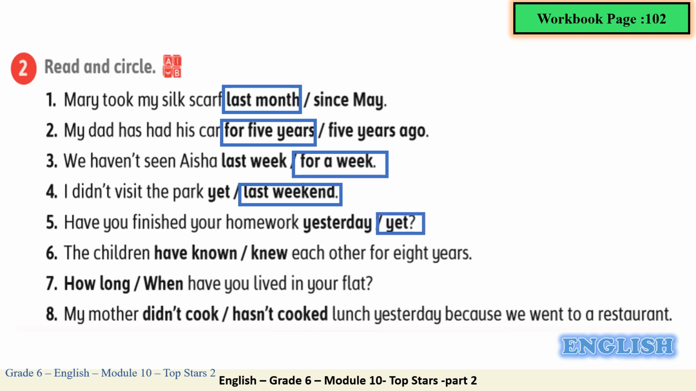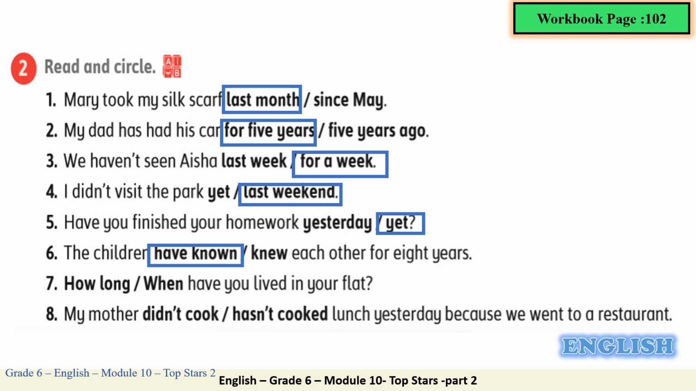Very good. Number 6, the children have known or knew each other for 8 years. Here we should choose the correct form of the verb. Okay, we go back to the time expression. The time expression is for 8 years. For 8 years is a present perfect simple time expression. So the correct answer, have known. And have known is present perfect simple.